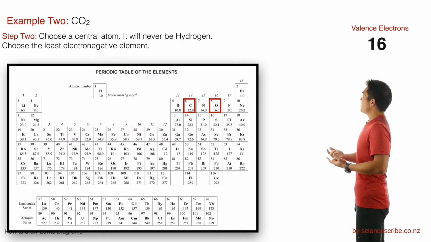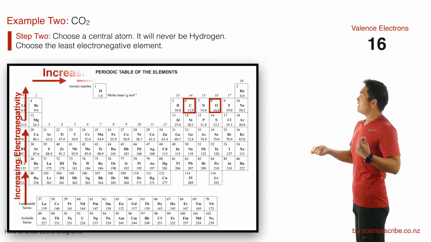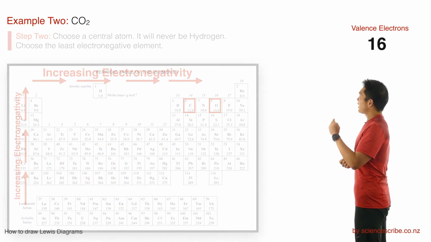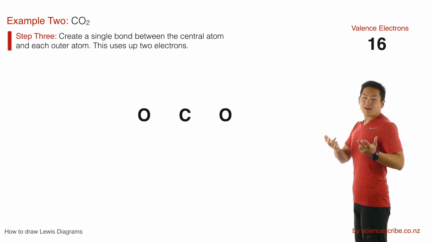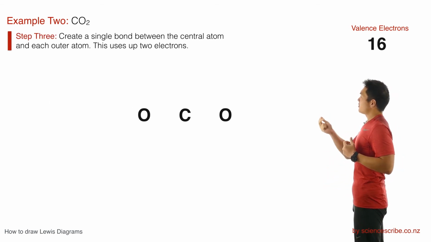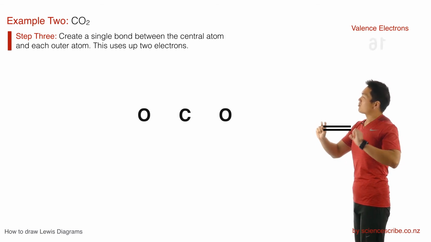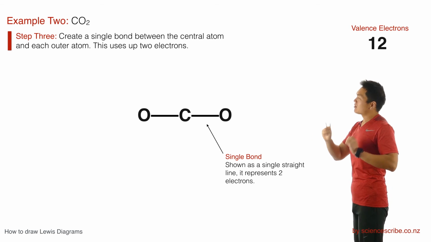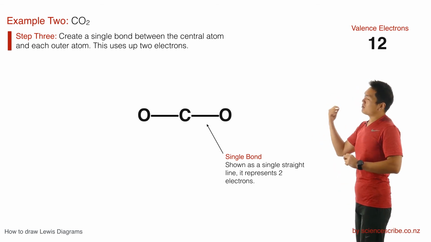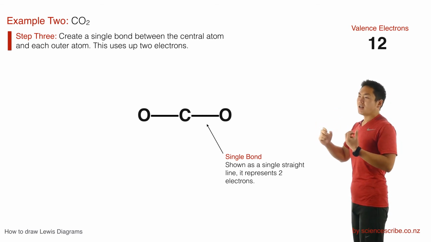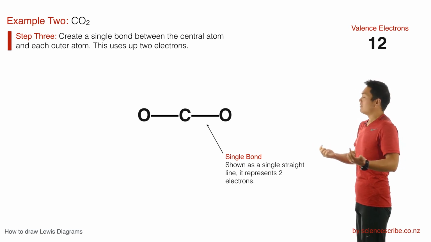After that, I'm going to choose a central atom. My choice is between the carbon and the oxygen, and carbon is the least electronegative one, so we're going to put carbon in the middle, and we're going to put the 2 oxygens around it. After that, I need to start creating single bonds from the central atom to the outer atom. Remember, I show this by using a single line, which represents 2 electrons being shared, which means that I need to use 2 electrons at a time. So when I do that, you can see that I'm creating 2 single bonds. I just used 4 out of my 16, so I've got 12 left.